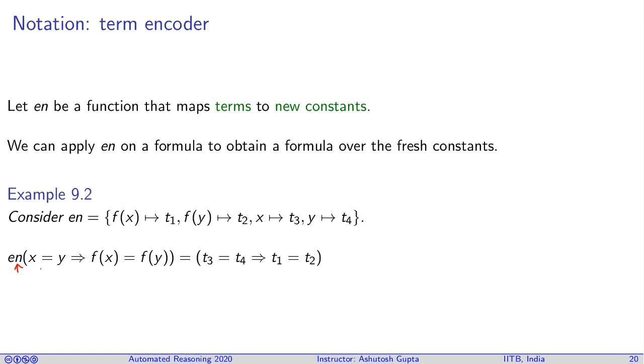You can encode any formula which has these terms appearing in it. For example, x is mapped to T3, so I am replacing x by T3. f of x is T1, so it maps to T1. So we obtain this formula.